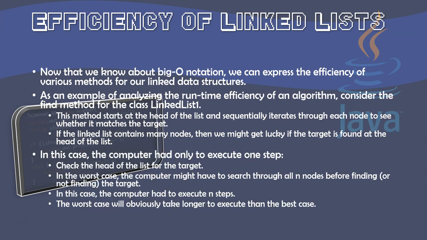In this case, the computer had only to execute one step, check the head of the list for the target. In the worst case, the computer might have to search through all n nodes before finding, or not finding, the target. In this case, the computer, of course, had to take extra steps. The worst case would obviously take longer to execute than our best case. And it makes sense because it comes down to the number of steps we've got to do. The worst case is always going to end up taking longer.